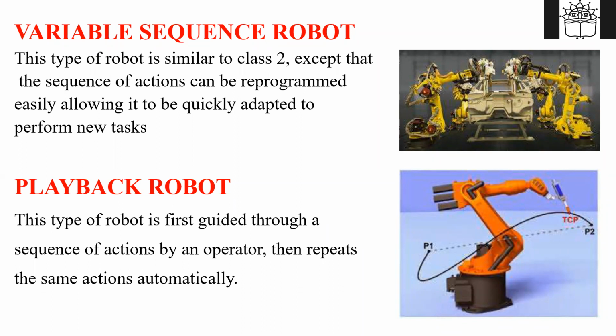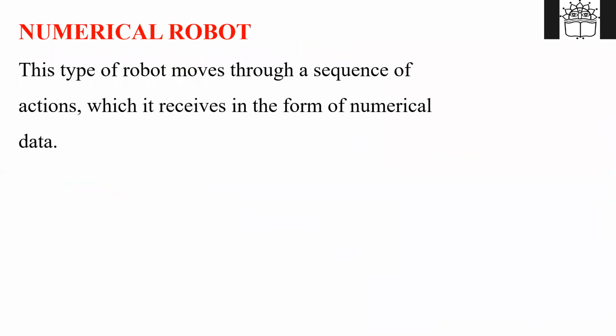And for next operations, it will repeat the path, right? So a playback robot is first guided through a sequence of actions by an operator, and then it repeats the same actions automatically. Then it repeats the action on its own. Now, what is a numerical robot?